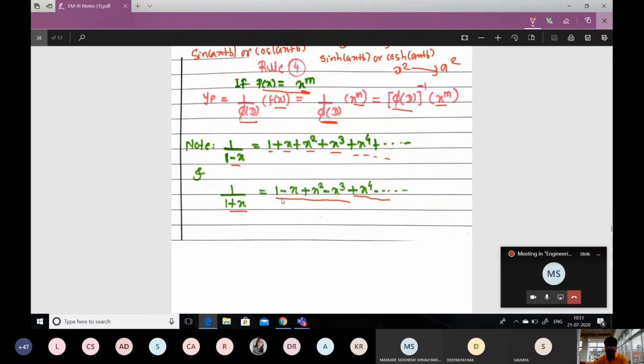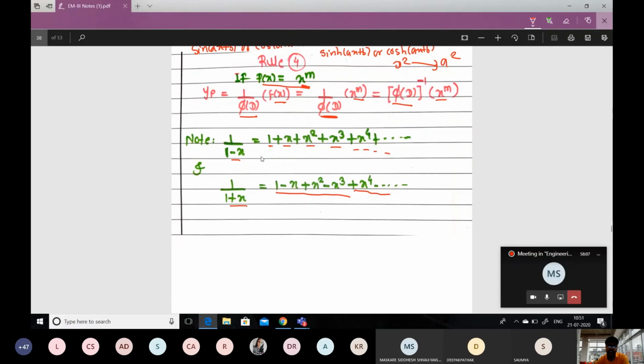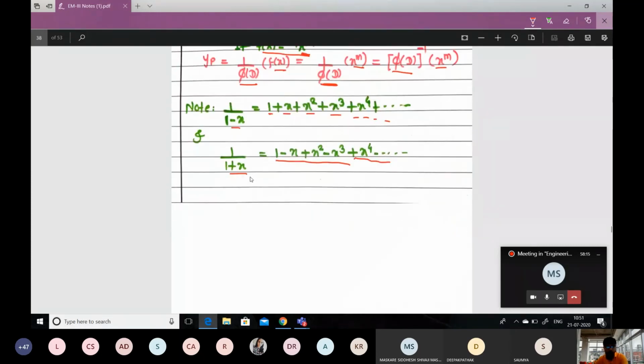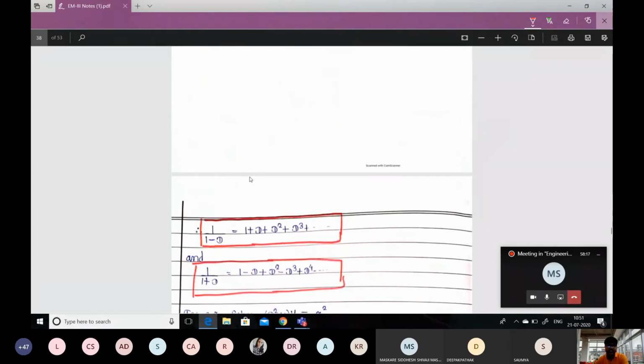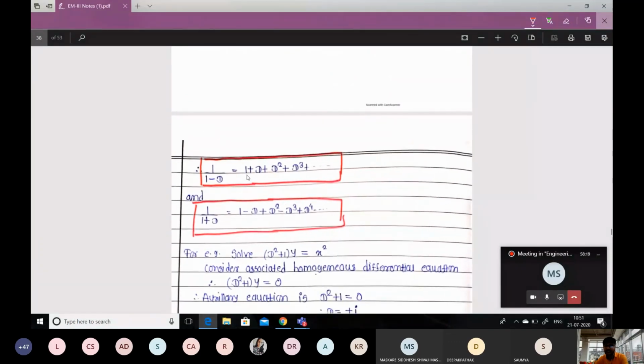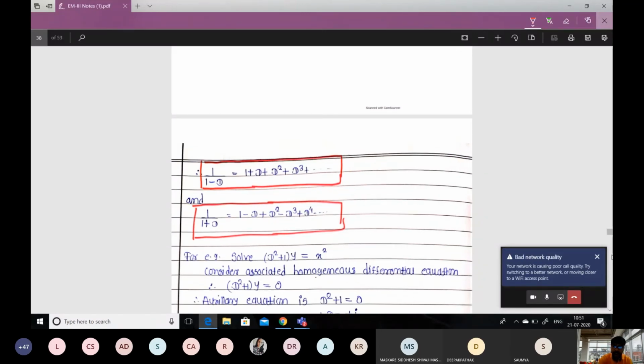Now you might be wondering, sir, why do we need these two series? In Engineering Mathematics 1, Maclaurin and Taylor series expansion, we want to use these two series expansions. Instead of x, I am just replacing x by capital D.